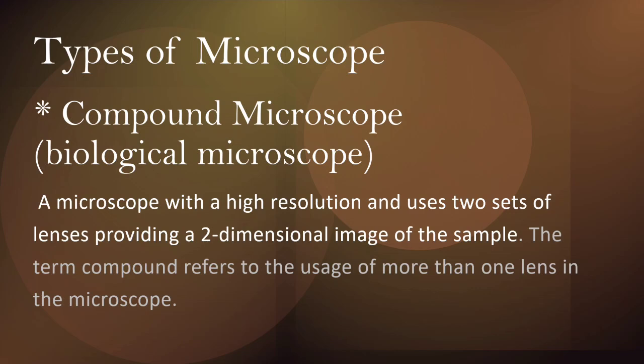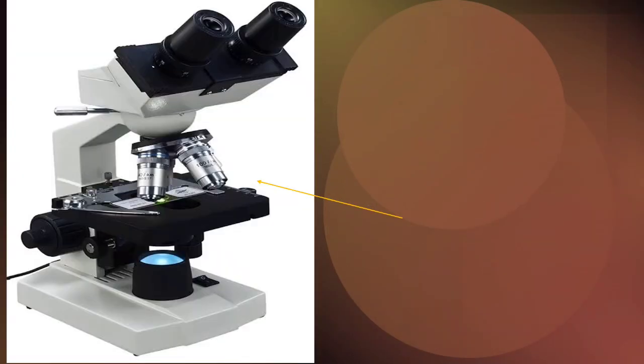The very first lens will provide a particular image. Then the second lens will produce another image. So it's like it's producing the image in two ways, making use of two lenses. All right, so that is the term compound, referring to usage of more than one lens in the microscope. So that is why we call it a compound microscope.